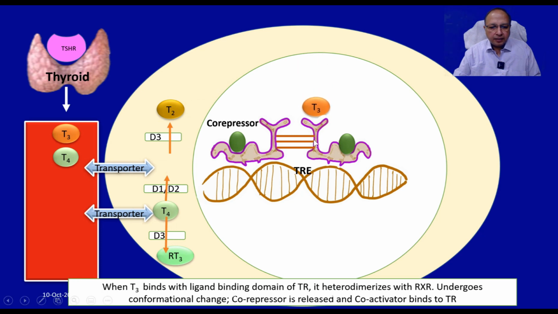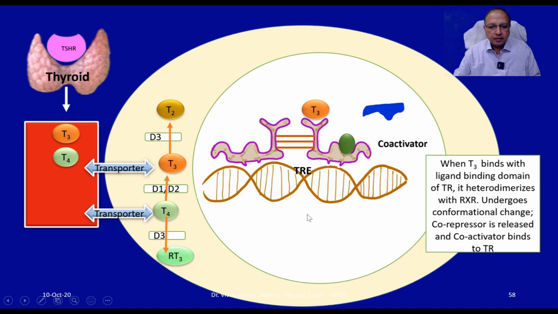And it binds with the ligand binding domain. So when T3 binds with the ligand binding domain of thyroid receptors, it heterodimerizes with the retinoid X receptor, and therefore that brings about the conformational change within the receptor, and in that way the co-repressor is released, and we find that the co-activator which is present within the nucleus will now be binding to the thyroid receptor. So when this binds, that causes the increase in the activity of the thyroid receptors.